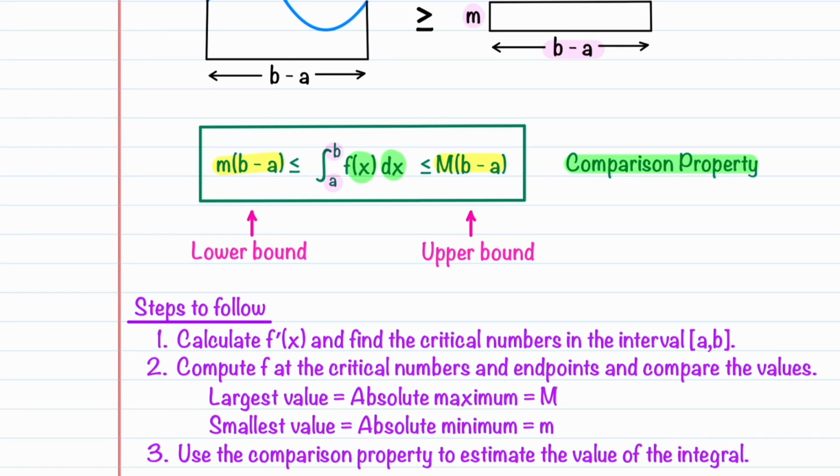Just to make things easier, I've written down some steps that we can follow when we use this comparison property to estimate the value of a definite integral. The first thing that we're going to do is calculate the derivative of what we're integrating and find the critical numbers. And then we're going to compute the value of our function at our critical numbers and at our endpoints and find the largest value and the smallest value. And then for step 3, we just use the comparison property to estimate the value of the integral. Let's now walk through some examples.